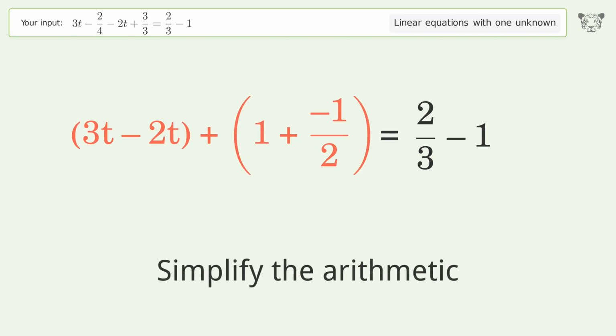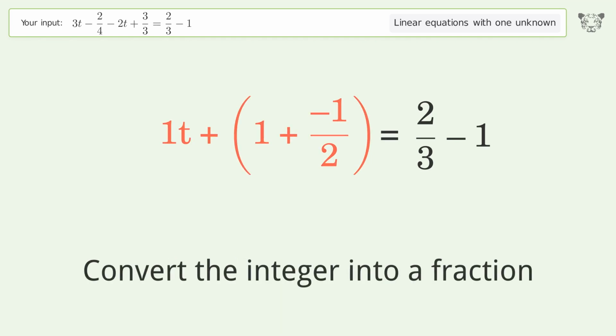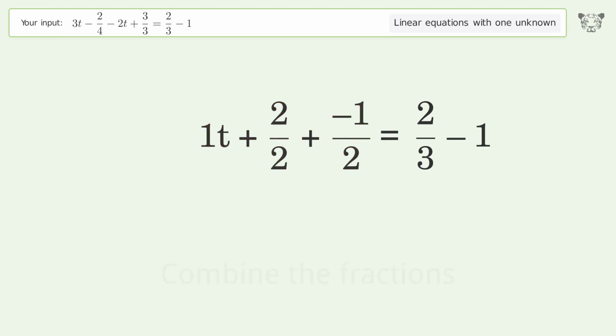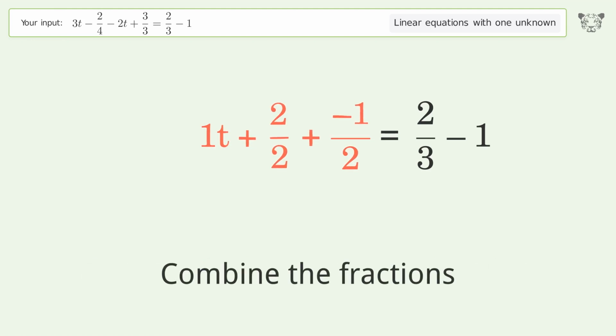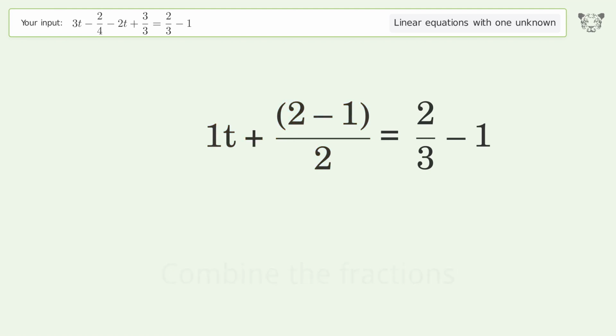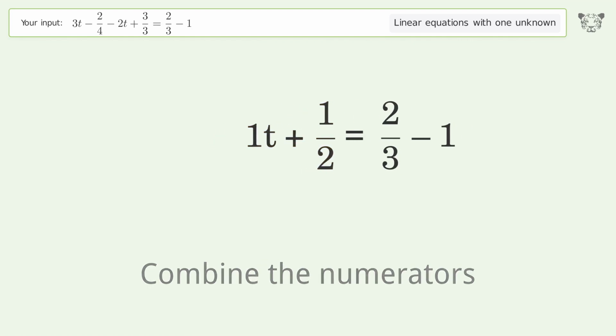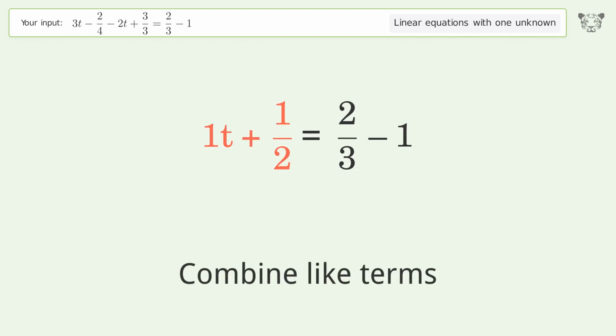Simplify the arithmetic. Convert the integer into a fraction. Combine the fractions. Combine the numerators. Combine like terms.